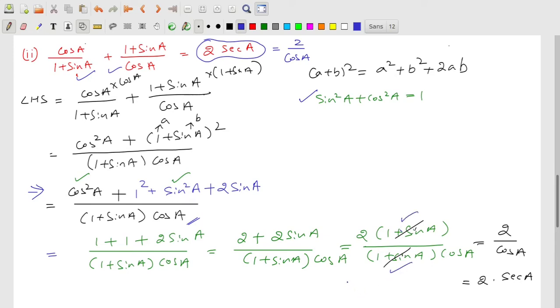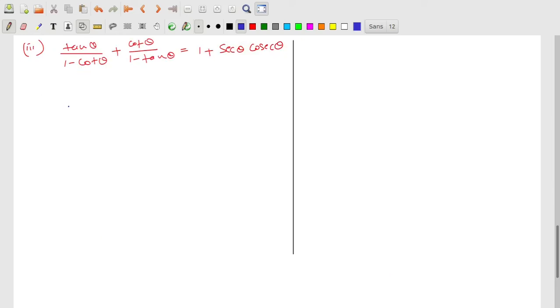Okay, number 3. So here in the LHS we have this tan and cot, and in the RHS we have this secant theta and then cosecant theta. So here your first step must be taking this tan and cot as ratio of sin and cos. Even this is given as a hint in your textbook. So let me start from taking these as ratios of sin and cos.